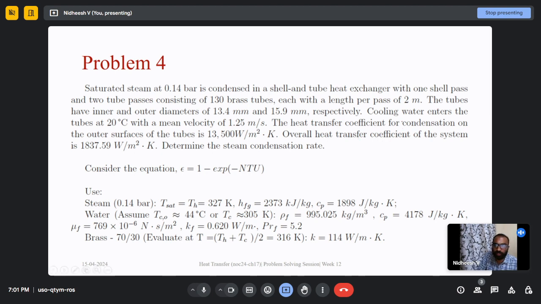Cooling water enters the tubes at 20 degrees Celsius with a mean velocity of 1.25 meters per second. The heat transfer coefficient for condensation on the outer surface of the tubes is 13,500 watts per meter square Kelvin. It is again given to us. And the overall heat transfer coefficient of the system is also given to us. Assume this to be U0 with respect to the outside surface area. Now we have to determine the steam condensation rate, the condensation rate of the steam, which is the hot fluid in this case. Take a minute to go through the problem, and after that we will solve this.